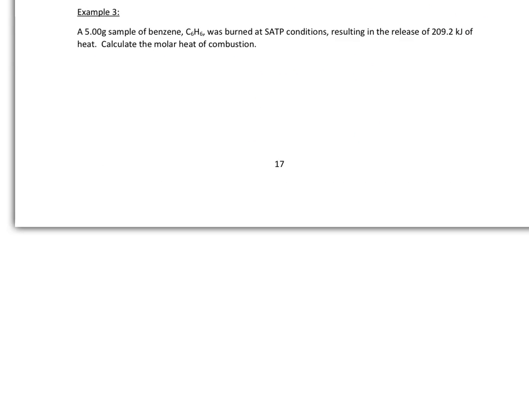Example 3 states that a 5-gram sample of benzene was burned at standard ambient temperature and pressure conditions, resulting in the release of 209.2 kilojoules of heat. Since the benzene is burned, this undergoes a chemical change, and therefore we use Q is equal to N delta H. However, in this question, we've been asked to calculate the molar heat, which is delta H, so we must rearrange this formula. For delta H is equal to Q divided by N.